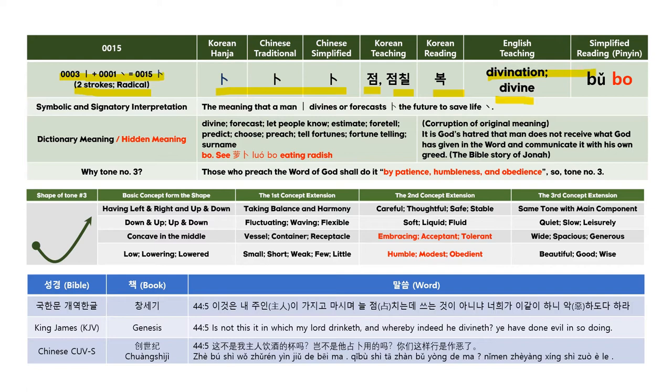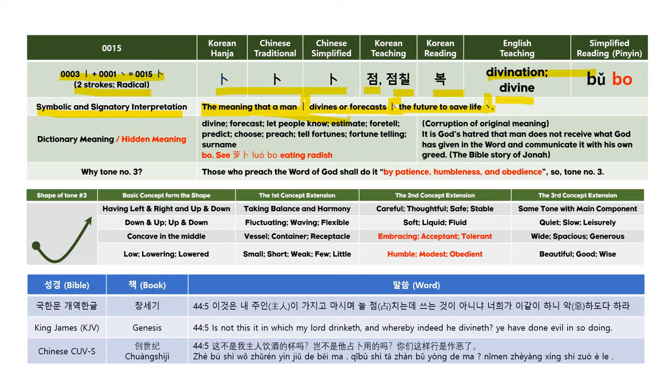And the symbolic analysis and interpretation of this character is: it is the meaning that a man, you have learned this character, one of the characters in sky, earth, and man, the third character meaning man in hidden meanings, divines or forecasts. The meaning: the future to save life. The hidden meanings of this character point to life, light, God.